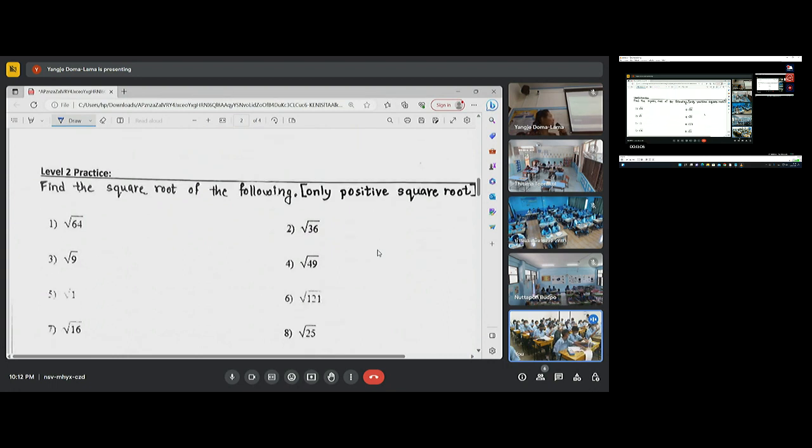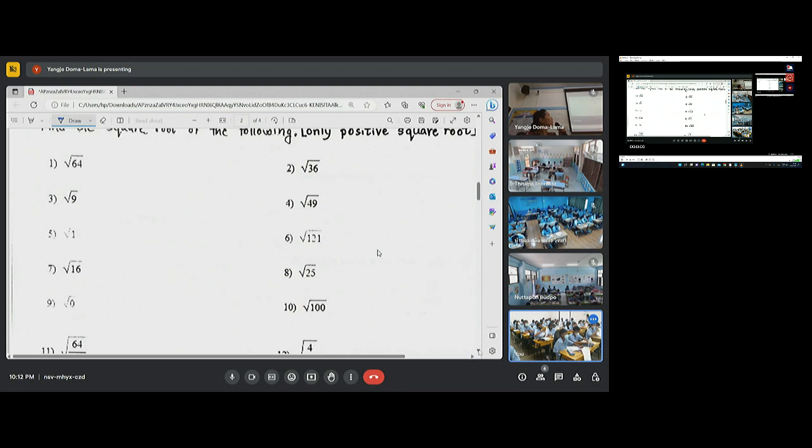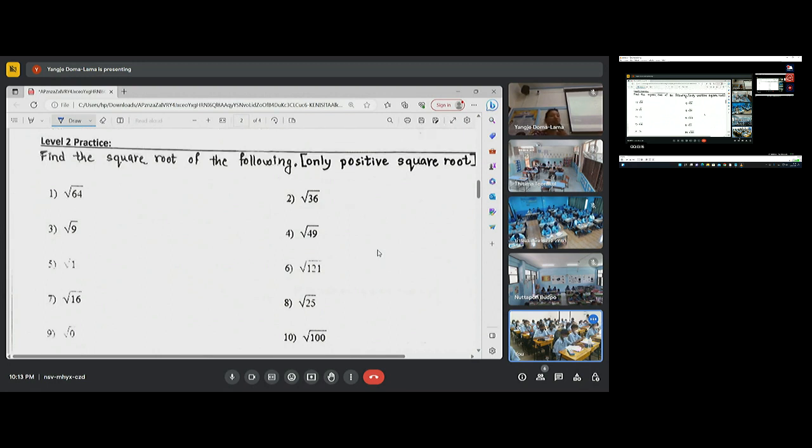Now let us find the square root of the given numbers, which are very easy. And can you read the instruction here? Find the square root of the following, and only positive square root. Now we will write only one square root, that is positive square root, okay? I haven't taught you the negative one, so we will first write only positive today.